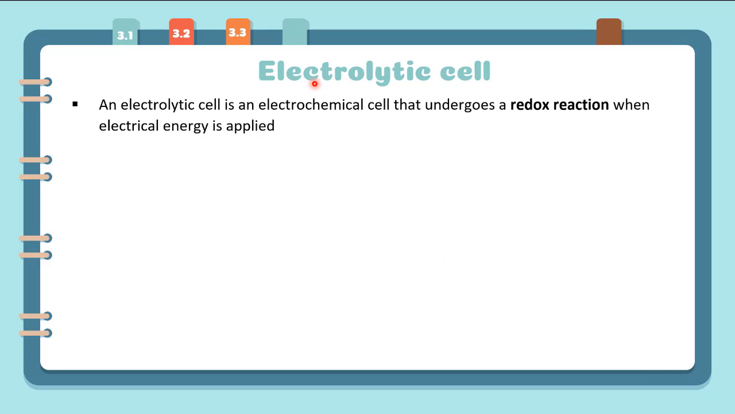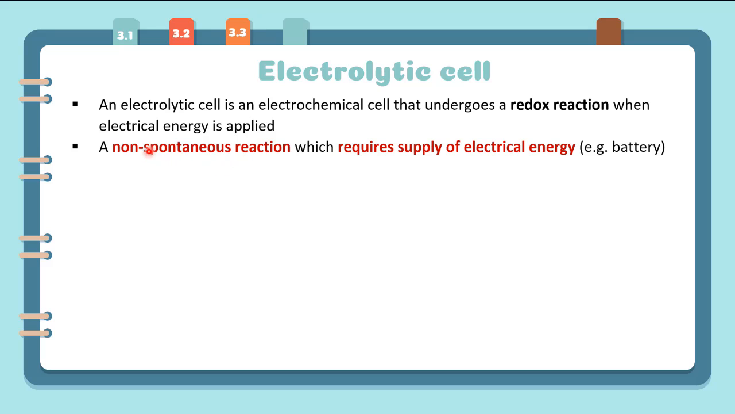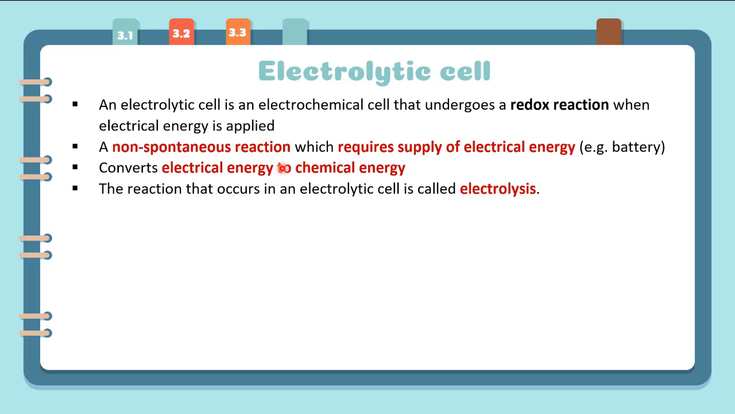Alright, so an electrolytic cell is an electrochemical cell that undergoes redox reactions when electrical energy is supplied. It refers to a non-spontaneous reaction which requires a supply of electrical energy. Usually we will use a battery as the source of energy. So it converts electrical energy into chemical energy to push a reaction to occur. The process that occurs in this electrolytic cell is known as electrolysis.